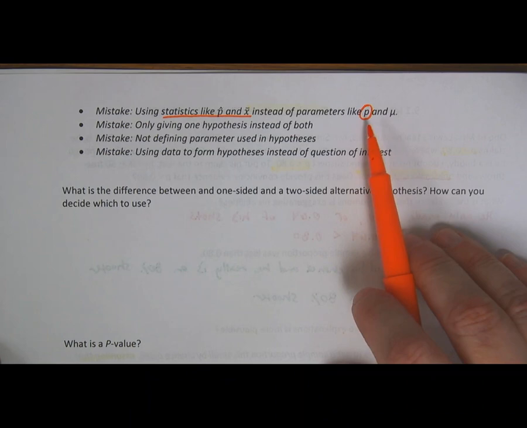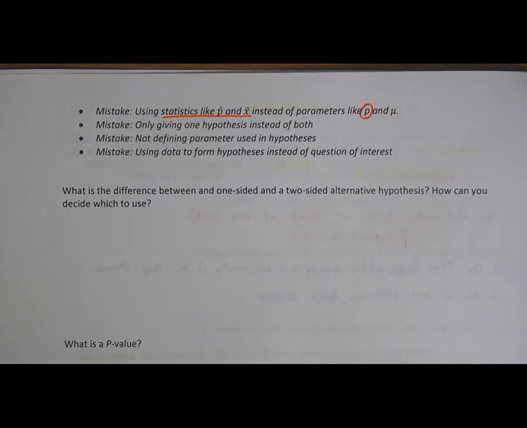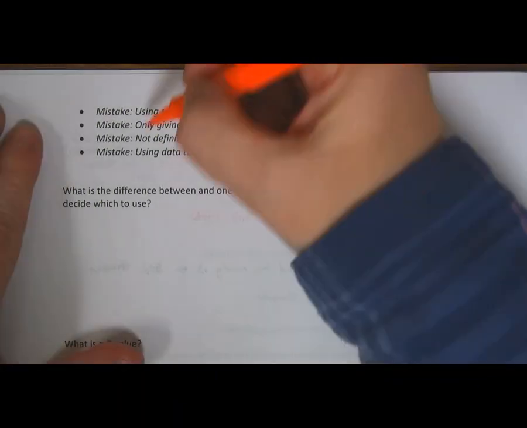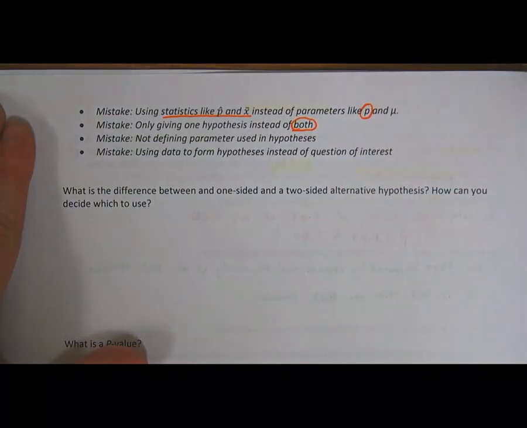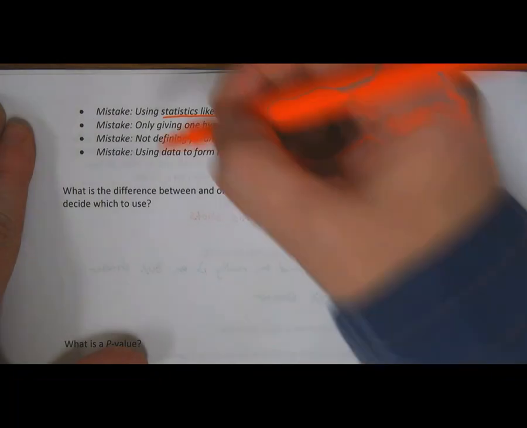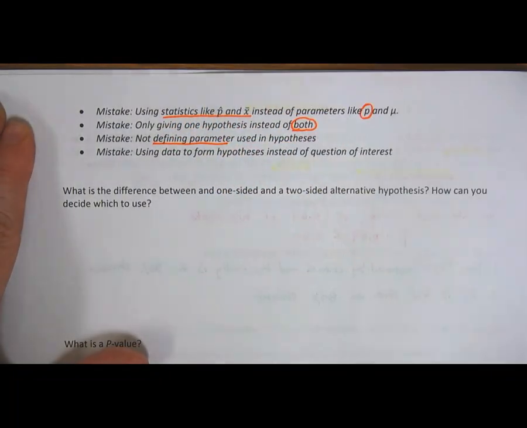Okay, so be sure that in your hypotheses you're putting P, or you'll see on the next page sometimes it's different than that. But be sure that you give both hypotheses, not just one of them. Give the null, give the alternative. Make sure you define your parameter.